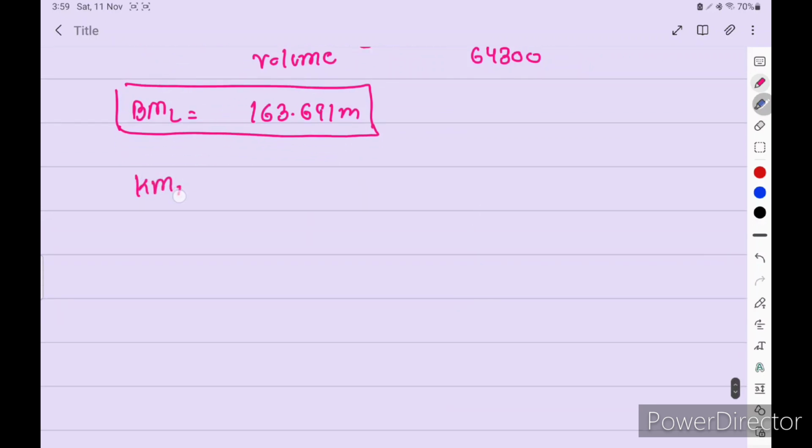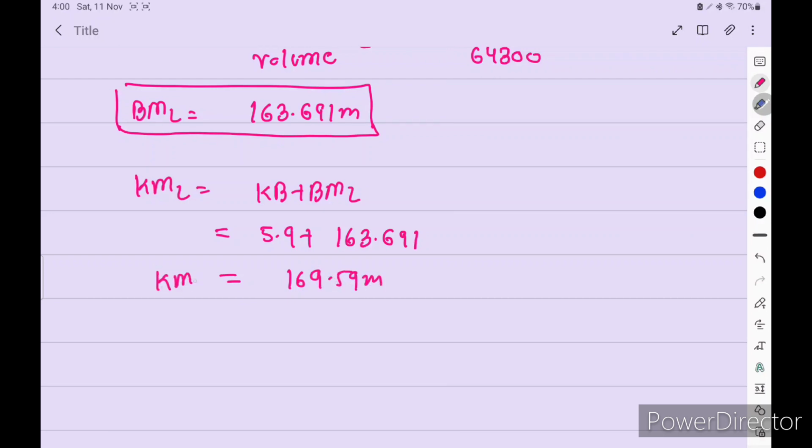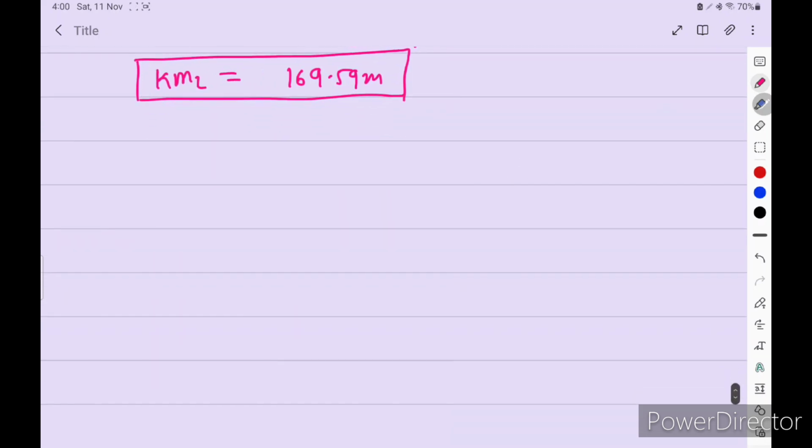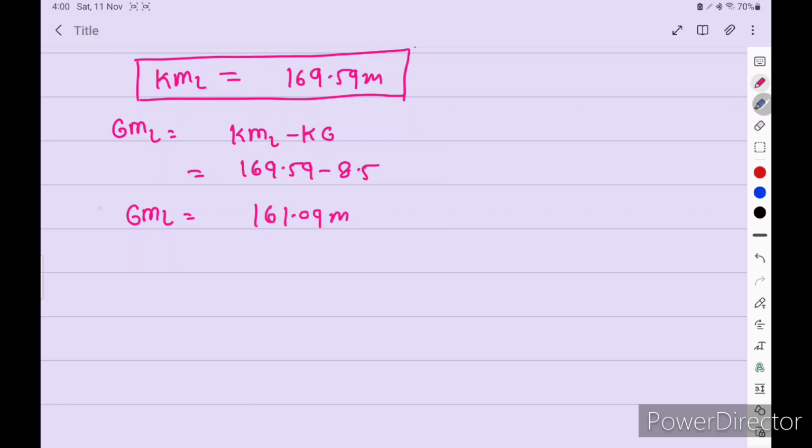What is KML? KB plus BML. KB is given in the question, 5.9, plus BML we just calculated. So KML we get 169.59 meter. Then GML is KML minus KG. KML 169.59, KG 8.5 is given in the question. So GML is equal to 161.09 meter.